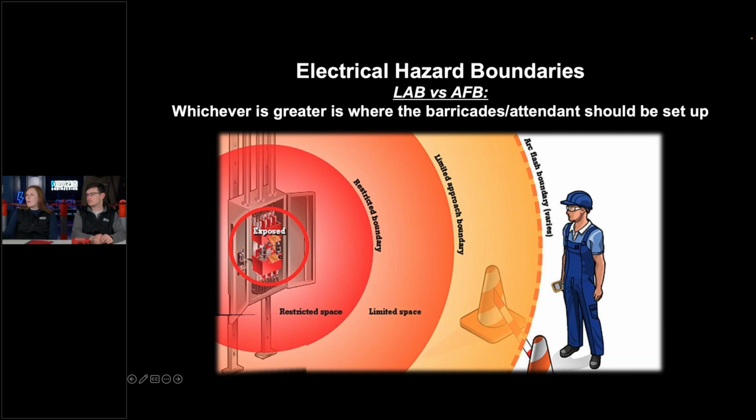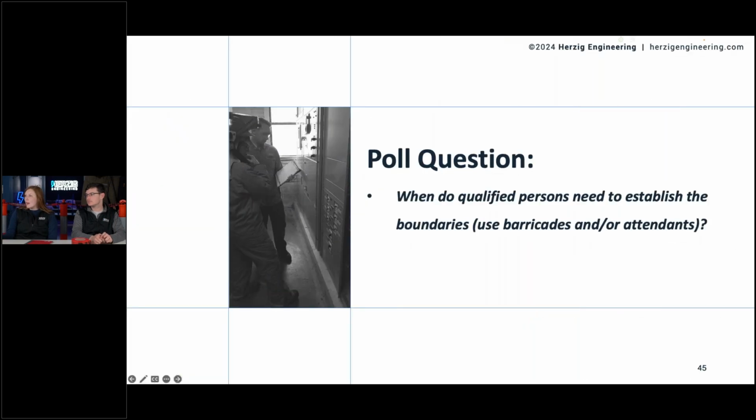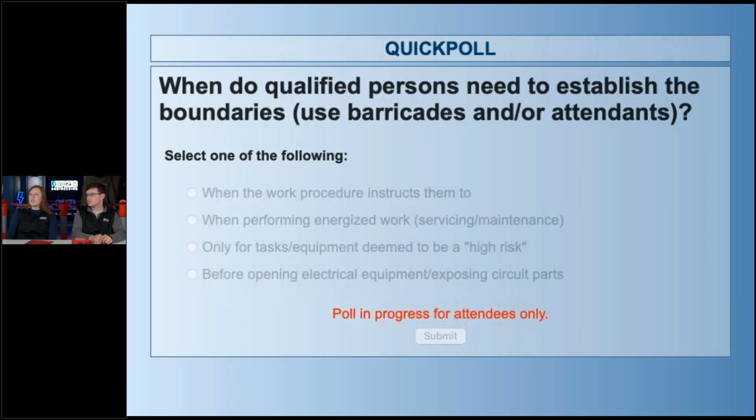So let's see what you guys think. I've got another poll for you. When do qualified persons need to establish the boundaries? Okay, when the work procedure instructs them to; when performing energized work, such as servicing and maintenance; only for tasks and equipment deemed to be quote unquote high risk. You do your risk assessments and it's determined high risk, so set it up then; or before opening electrical equipment and or exposing circuit parts. Okay, when should those boundaries be established, using barricades, using your attendants, or both?